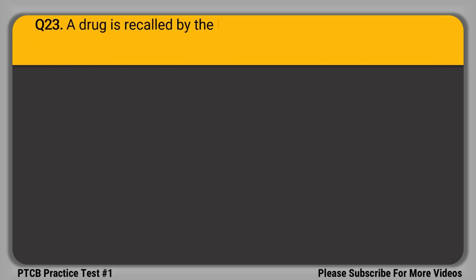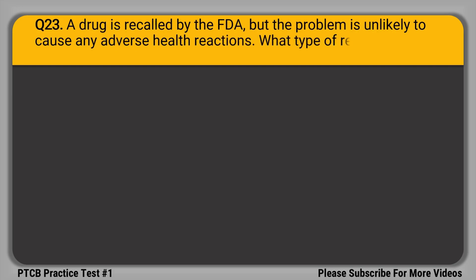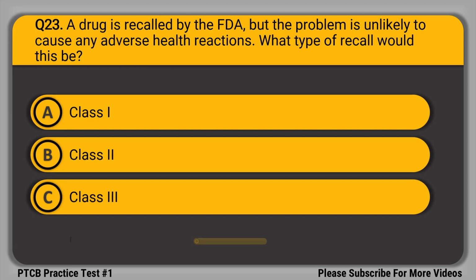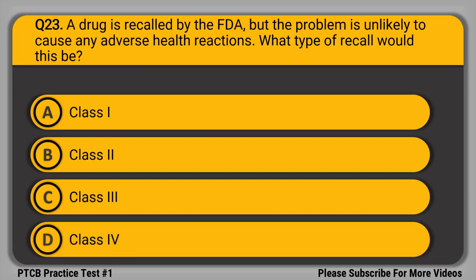Question 23. A drug is recalled by the FDA, but the problem is unlikely to cause any adverse health reactions. What type of recall would this be? A. Class 1. B. Class 2. C. Class 3. Or D. Class 4. C. Class 3.